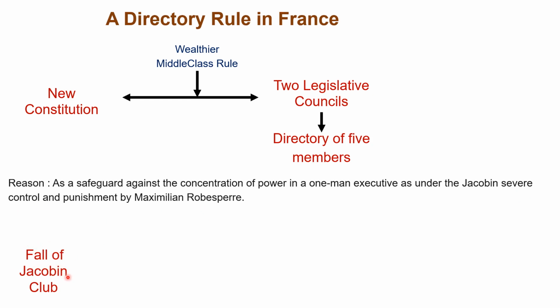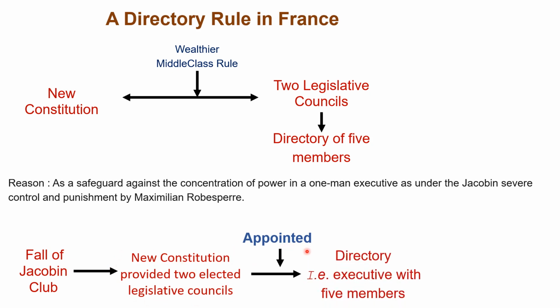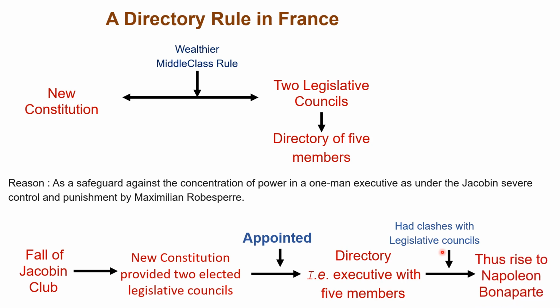Following the Jacobin Club, the new constitution provided two elected legislative councils. These legislative councils appointed a directory, an executive with five members, and the directors often clashed with the legislative councils, who then sought to dismiss them. The political instability of the Directory paved the way for the rise of a military dictator, Napoleon Bonaparte.